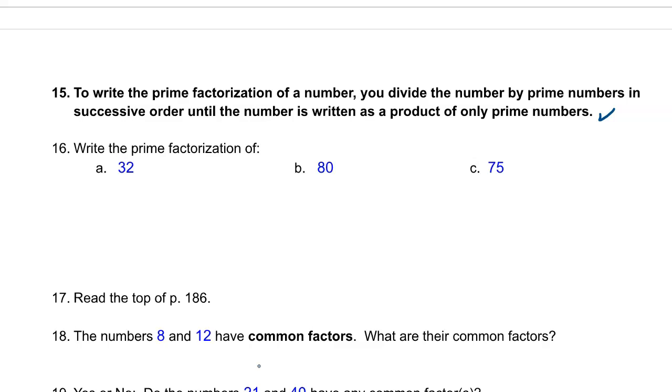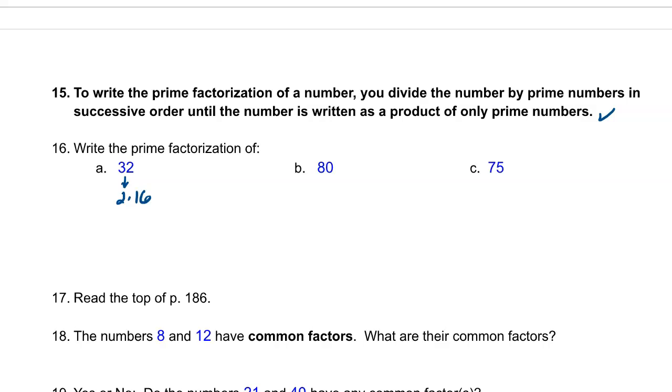Number 16. Let's try this skill. Write the prime factorization of the number 32. First thing to try is 2. 2 is the first prime number. Does 32 divide by 2? Yes, it makes 2 times 16.